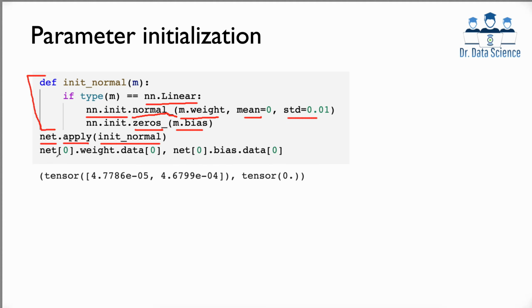So you can index, for example, the first layer, net[0].weight.data, and you can see that we have the weights initialized using a Gaussian normal distribution, and the bias term that we wanted to initialize using 0 is also 0, which means that we did this correctly.